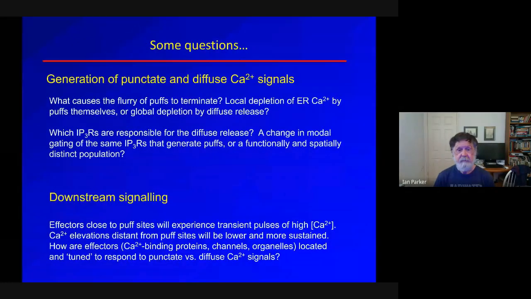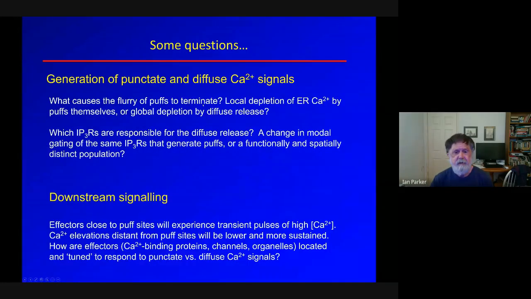So that, at the moment, is as far as we've got. We have many questions. Some relate to the generation of these two modes of calcium signal. Exactly why do the puffs terminate during this flurry? It seems to be a local depletion of calcium or a depletion of ER calcium. Is it a local depletion due to the puffs themselves? Is it a more global ER depletion by the diffuse release? Is it just a reduced driving force for calcium flux across the ER as the ER levels drop? Or is there some modulation of the IP3R gating?